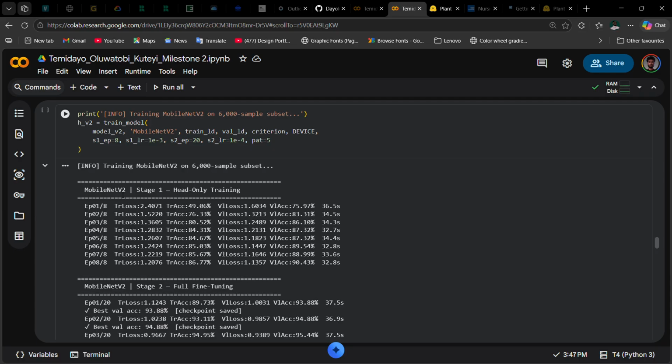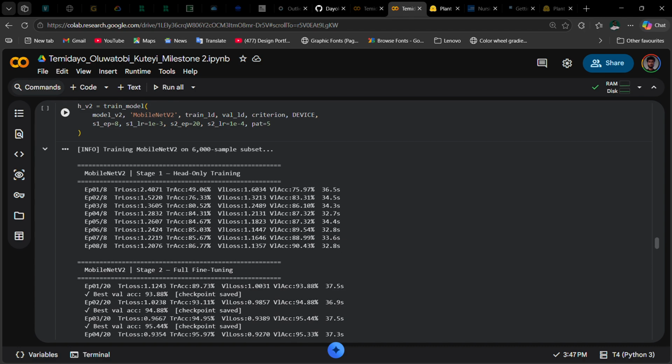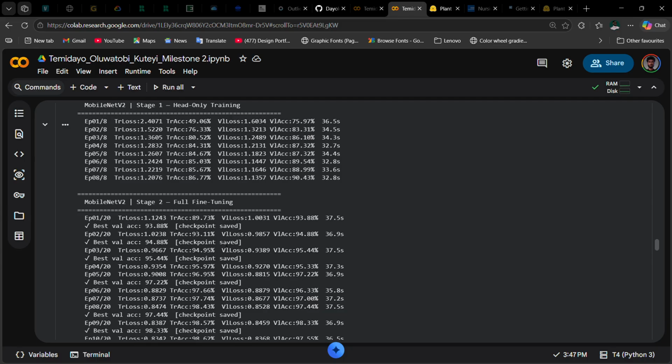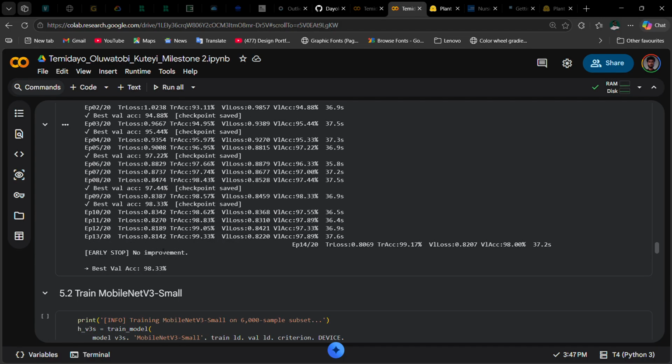one which is the MobileNetV2, which got an accuracy in the first frozen backbone stage of around 90 percent, and then from the second part, which is stage 2, which fine-tunes the entire model, it got to a 98.33% validation accuracy, which is a very high accuracy.